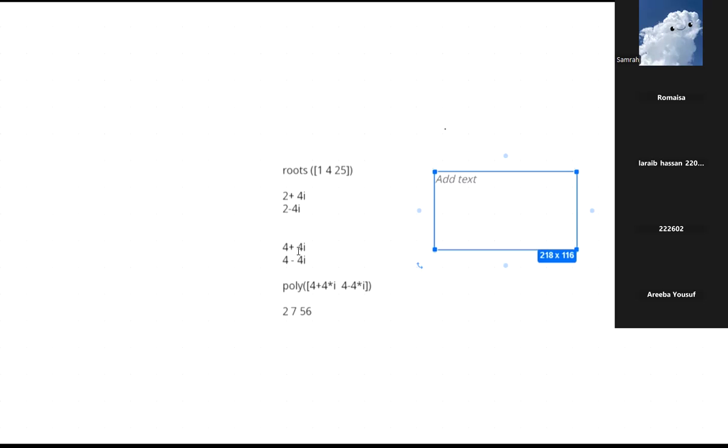So what have I done over here? I have kept the real part the same, that is 2, and I have doubled the imaginary part. So the imaginary part that was 4 before is now 8. Now let's say the polynomial comes out to be 5, 25, and 100. So my new transfer function would be 100 divided by 5s square plus 25s plus 100.